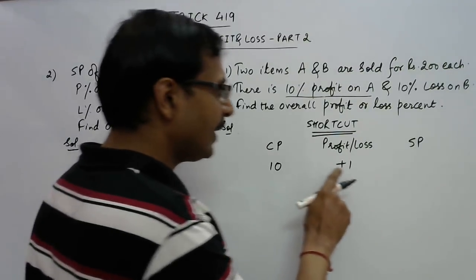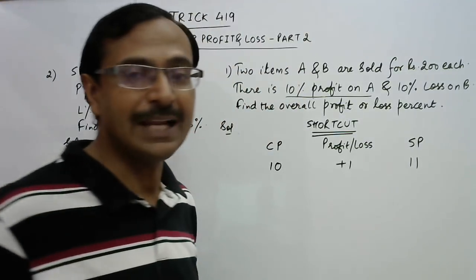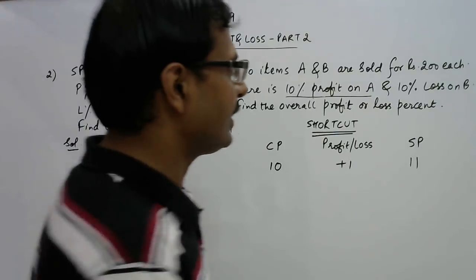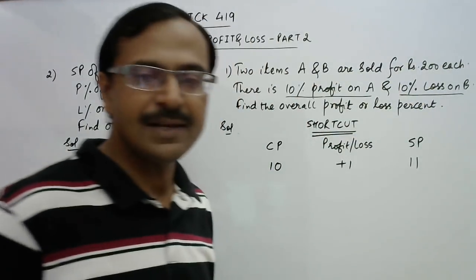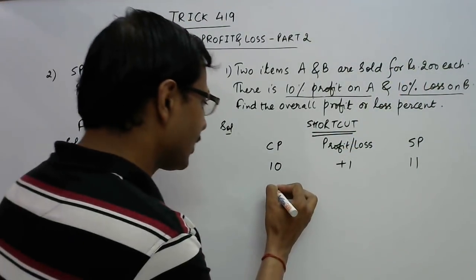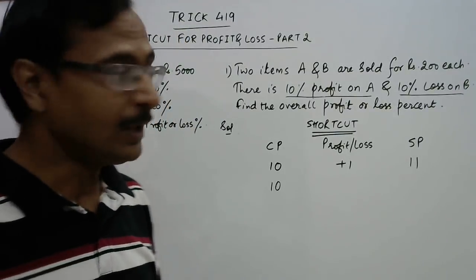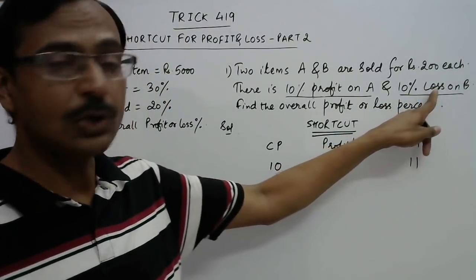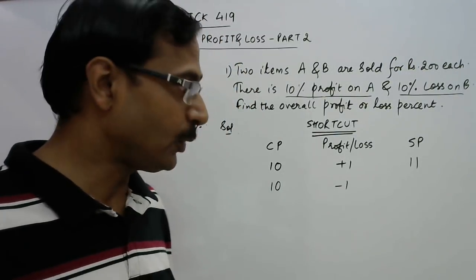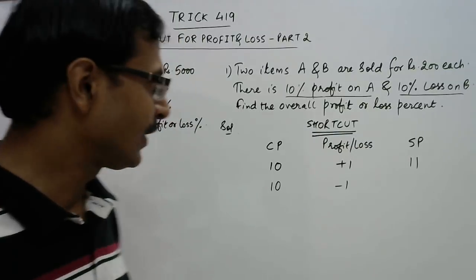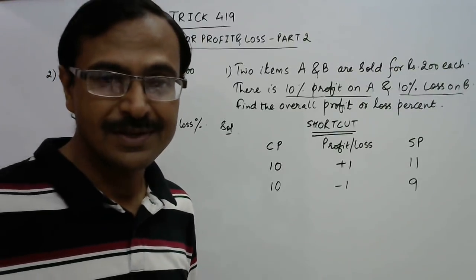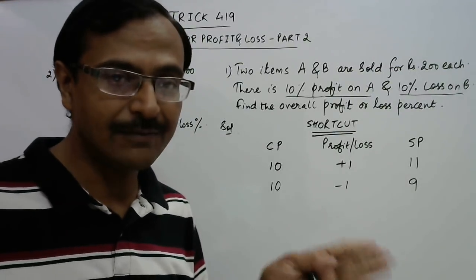So 10 plus 1 becomes 11. So the selling price is 11 rupees. This is the first case. Now what about the second case? The second case is 10% loss on B. Again 10%, so I will consider the cost price as 10 only. Now 10% of 10 is 1, but it is loss, so I will write minus 1 here. I hope you understood why I have written minus. Now 10 minus 1 is 9. So the selling price is only 9 rupees. Obviously it has to be less than the cost price, only then we will have loss.